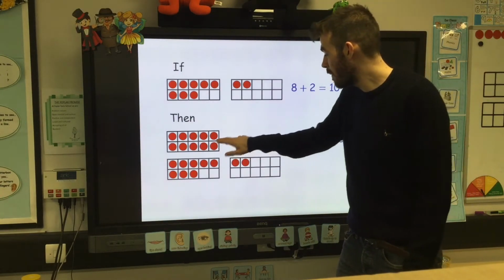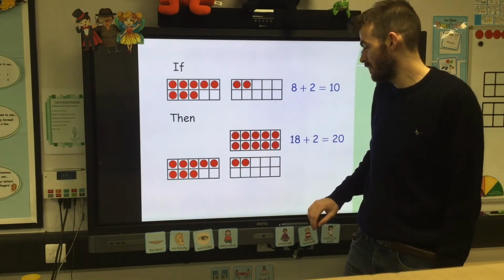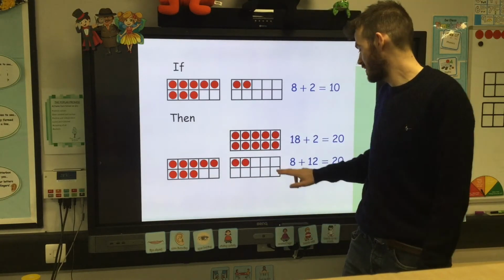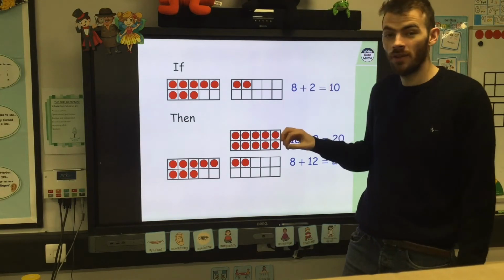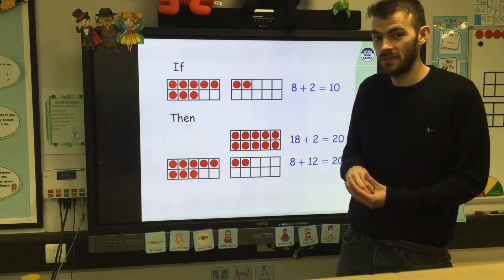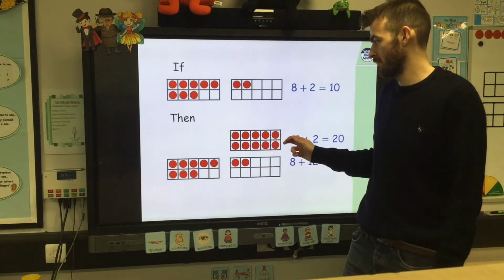We could also move our 10 to the 2 ones. And this time we could say that 12 add 8 equals 20, or 8 add 12 equals 20. So we're using what we know about our number bonds to 10, and we're adding another 10 to it. That could be with the 8 ones, or it could be with the 2 ones.